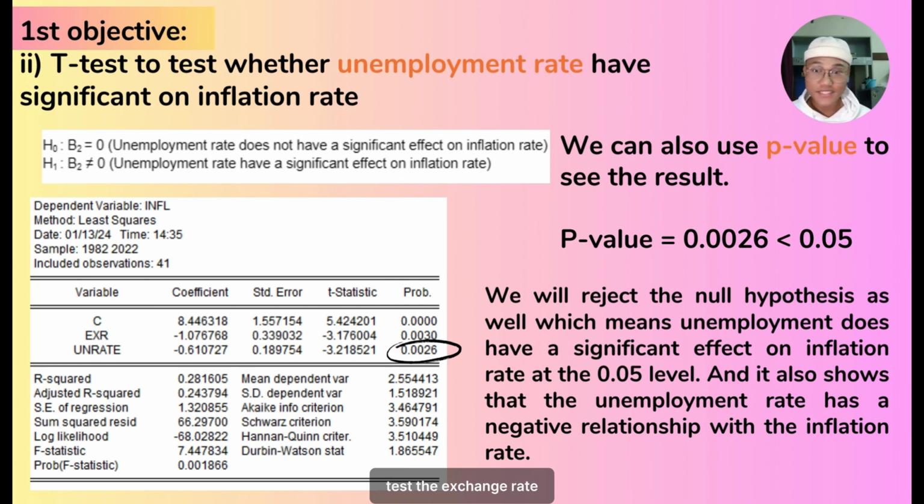After we test the exchange rate, we will then test another variable, which is unemployment rate, using the same test, which is the t-test. For this variable, the null hypothesis is that unemployment rate does not have a significant effect, while the alternative hypothesis is that unemployment rate does have a significant effect on inflation rate. After the EViews results come out, we obtain the p-value of 0.026, and we conclude that we reject the null hypothesis, since it has a significant effect on inflation rate at the 0.05 level, and it also shows that the unemployment rate has a negative relationship with the inflation rate. So that's the first objective. We use the t-test to obtain the p-value.